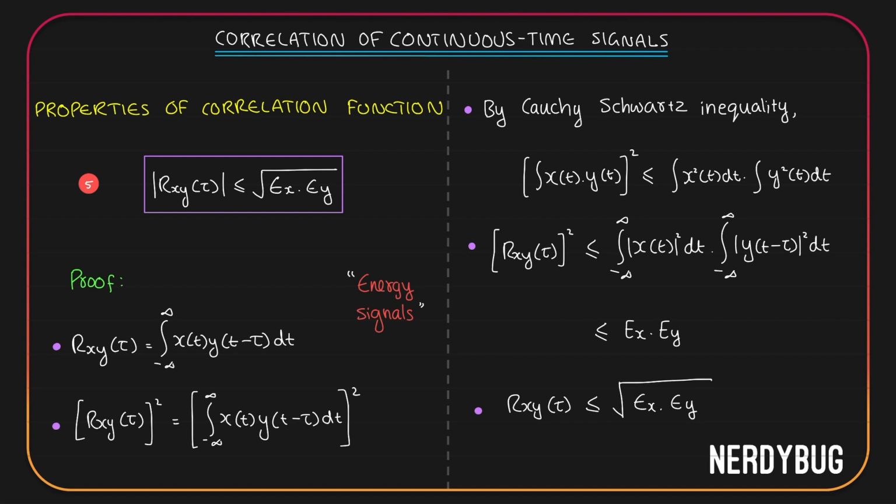Now for power signals, we can prove that this is going to be less than or equal to the root of the product of powers of these two signals, and that can be easily done using the same steps, which I will leave to you.